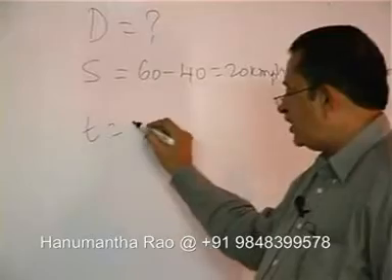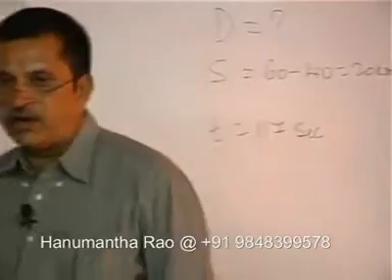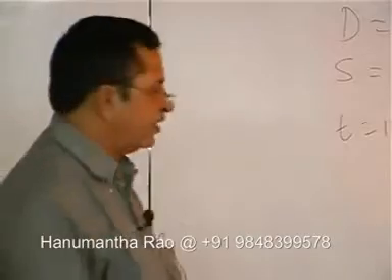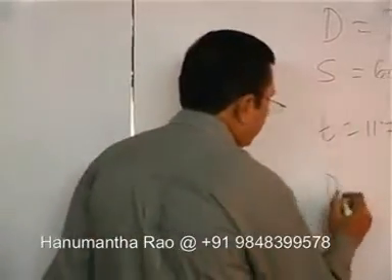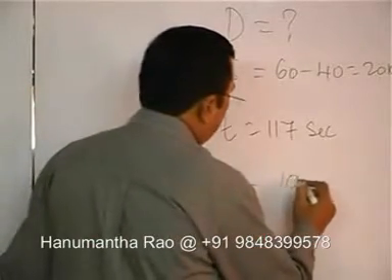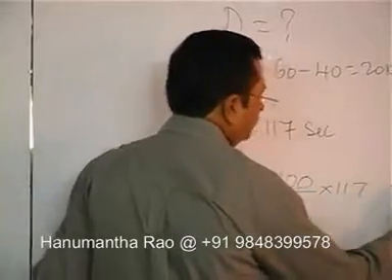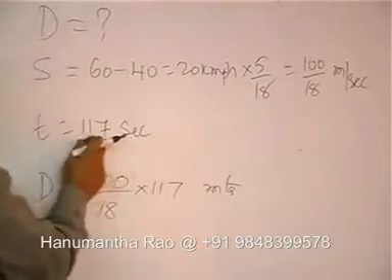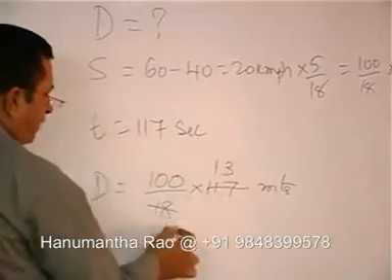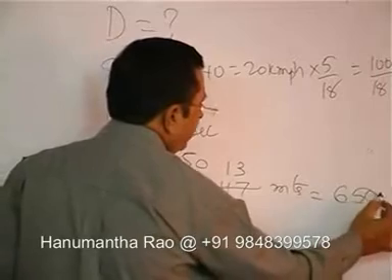In what time they crossed each other means they crossed each other in 117 seconds. Therefore, distance is equal to speed into time. 100 by 18 into 117 meters. This is in meters per second and this is in seconds, we get in meters. 9 2s, 250s. 650 meters we got.